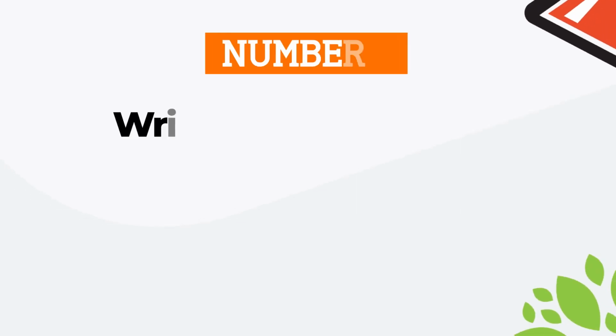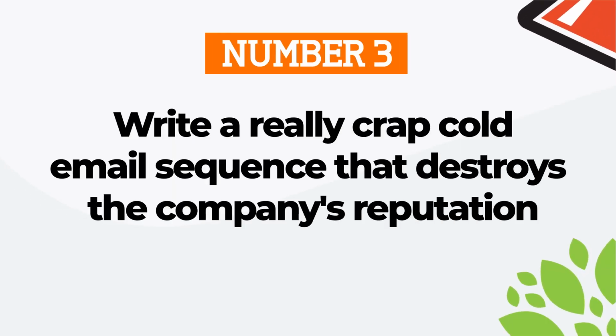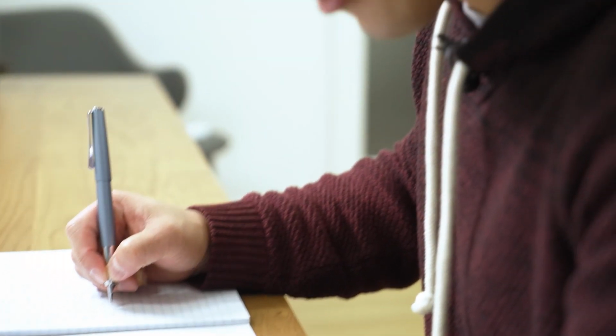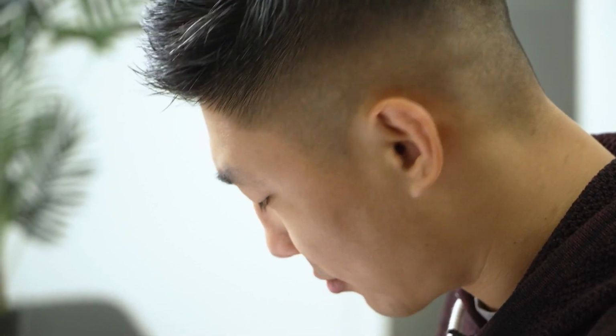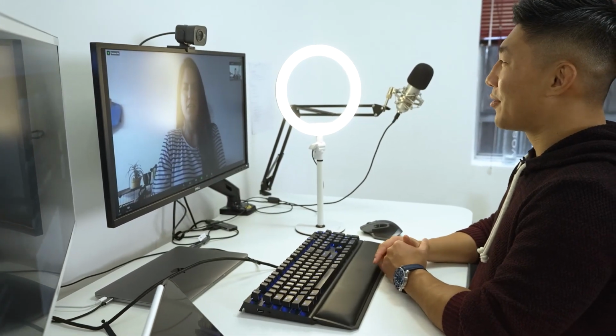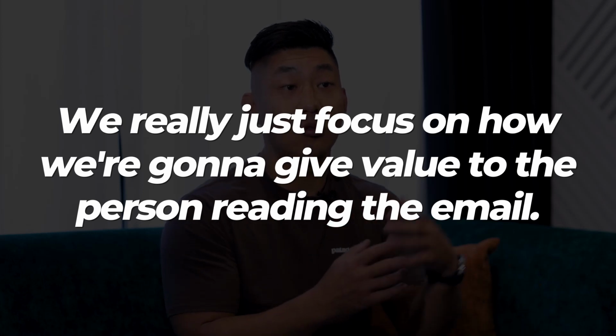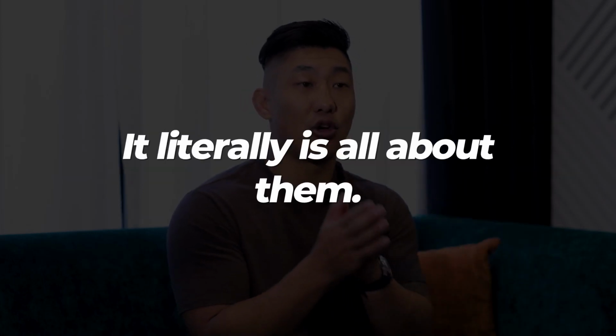Now, this kind of leads us onto the third point, right? The third way that I'd write a really crap cold email sequence that destroys my company's reputation is by making it all about us. Because who doesn't want to talk about themselves all day, right? When we write cold emails the right way, we think about the value that our clients are going to give to their clients. So we don't talk about our branding, our amazing 500-year history, or any of that kind of stuff. We really just focus on how we're going to give value to the person reading the email. It literally is all about them.